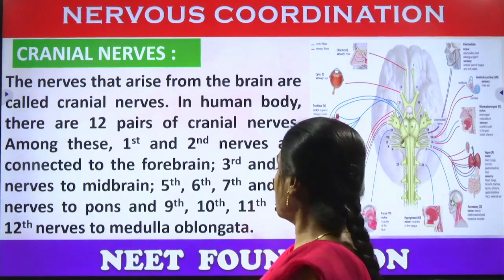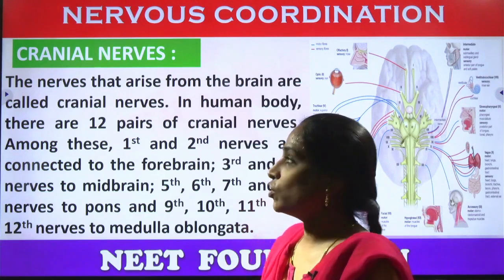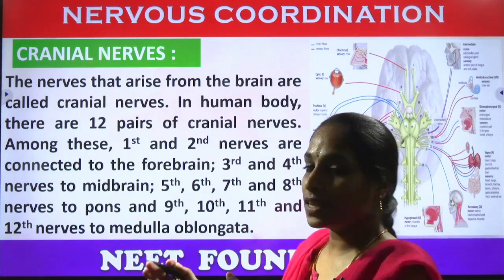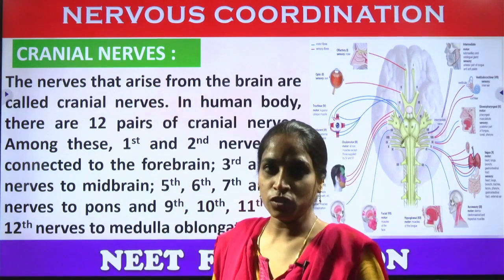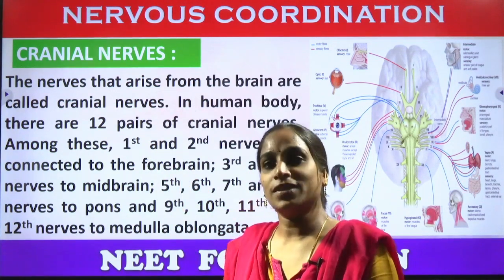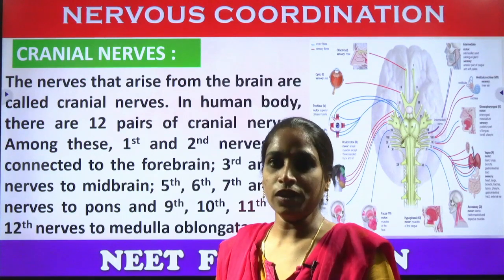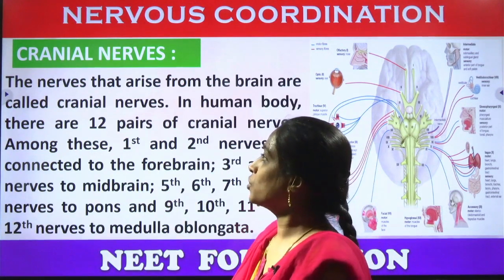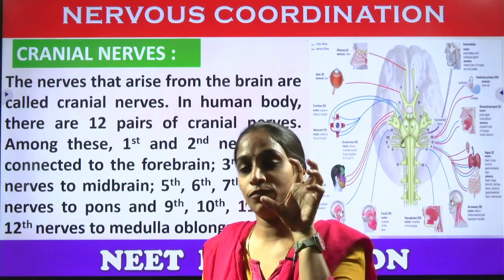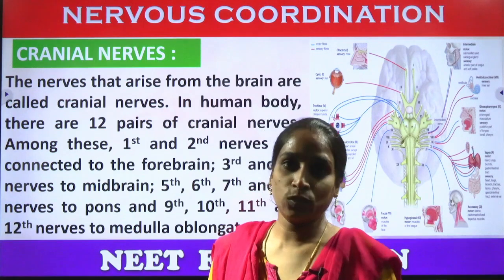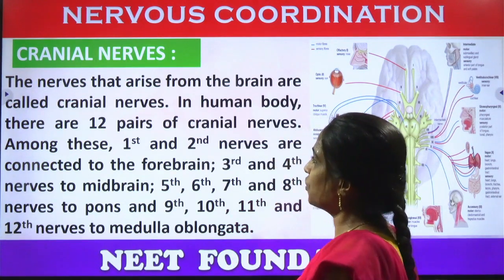Welcome to the program NEET Foundation, and today in this video we are going to discuss a main concept, nervous coordination, and within that the sub-concept we are going to discuss is the cranial nerves. Before, we have discussed reflex actions and CNS, PNS, different types of nerves. In this video we are going to discuss the different types of cranial nerves, which organ they are attached to, and what their functions are. So let us see what the cranial nerves are.